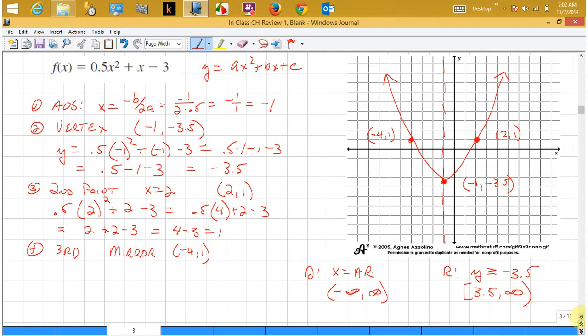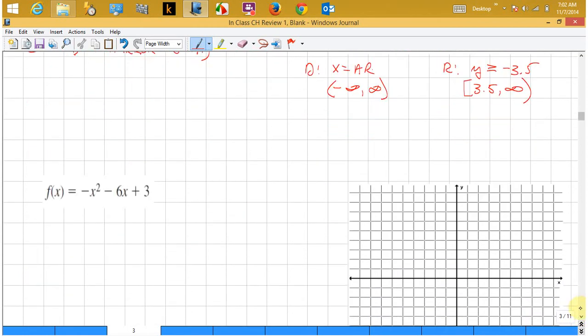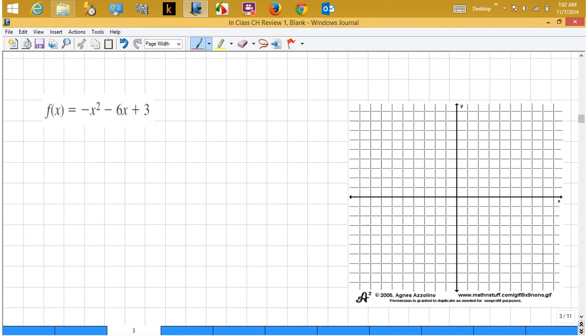Okay, let's go on to another problem. And this is another standard form problem. And so let's go ahead and start. First thing is to find my axis of symmetry. And so let's go ahead and put a is equal to negative 1, b is equal to negative 6, c is equal to 3. You can read those right off the equation.